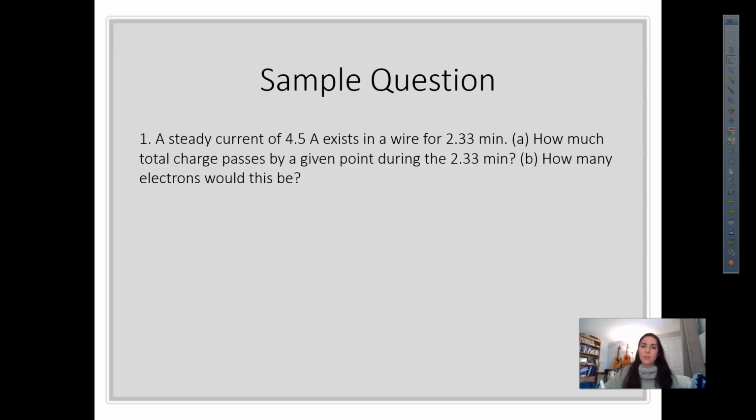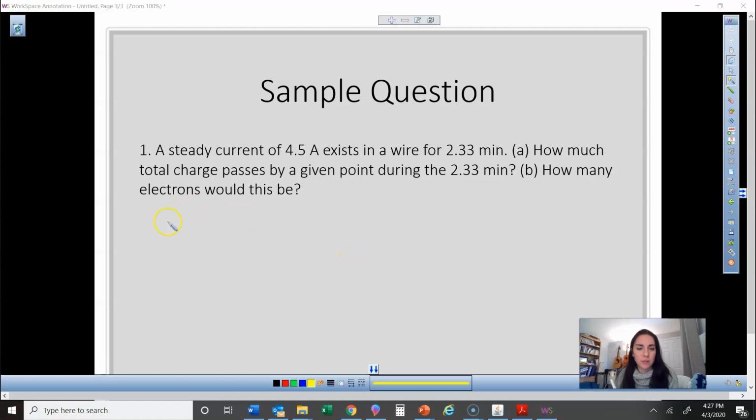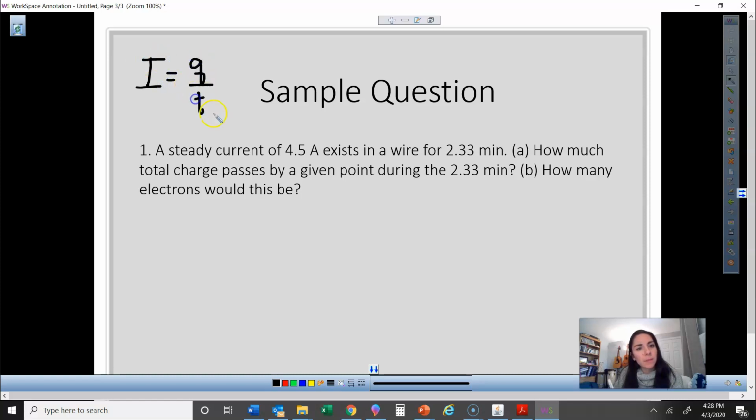Most of these problems in terms of current are going to be pretty plug and chug, so they're not going to be too difficult here. Okay, so current is defined as charge per time. A steady current of 4.5 amps exists in a wire for 2.33 minutes. How much total charge passes by a given point, and how many charges would this be?